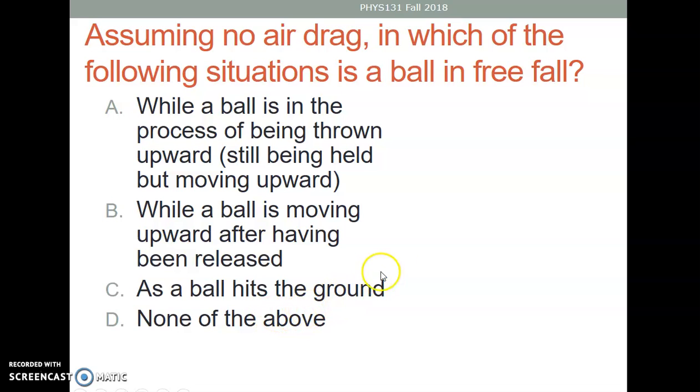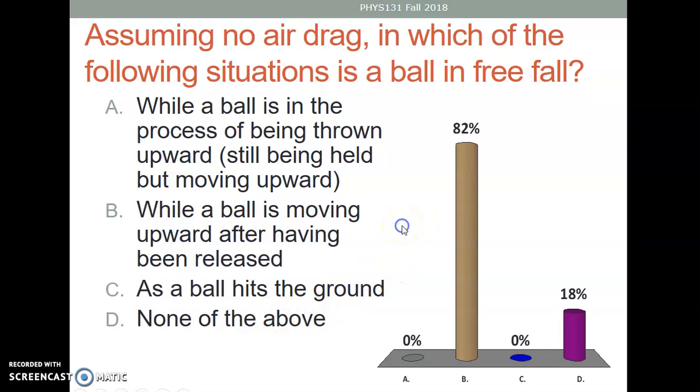Alrighty, 3, 2, 1. All right, the most popular answer is B, and that is the correct answer. Okay, while a ball is moving upward after having been released. Now, you might think, now, wait a minute. How can something be falling if it's moving upward? And basically, the word free fall just means that the only net force that is acting on the object is gravity. And the force of gravity is downward.